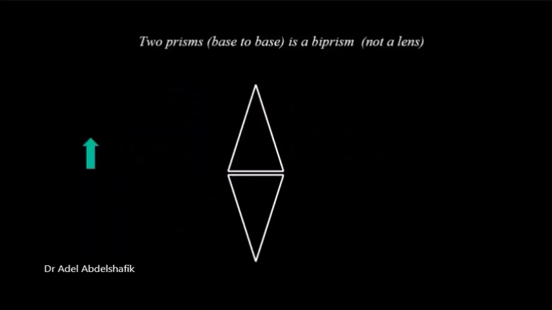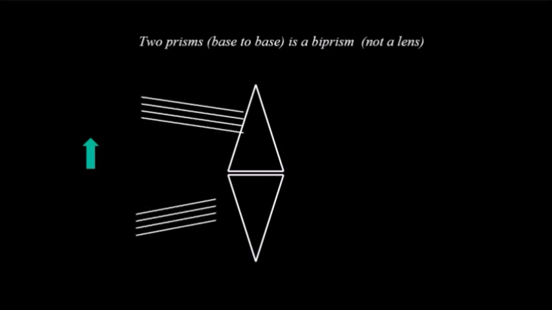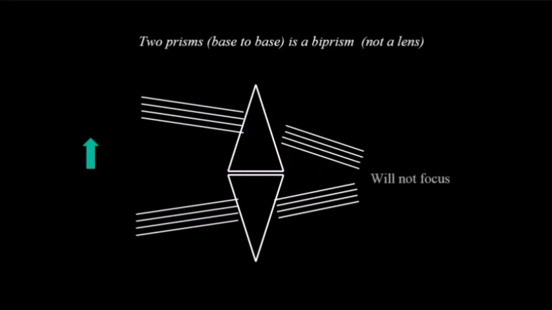Keep in mind that a lens is not formed of two prisms. If you hold two prisms base to base, you have a biprism and not a lens. Each prism will shift rays toward its base, but rays will not be focused.